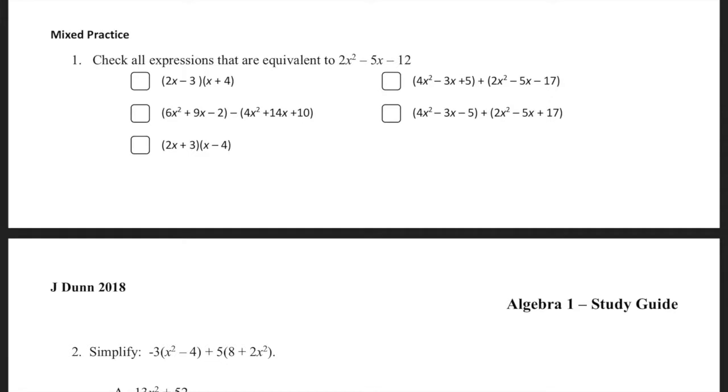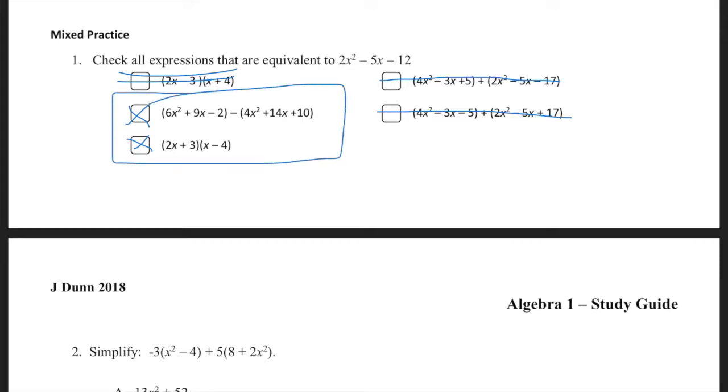This one would be 2x squared plus 5x minus 12. It would be plus 5x, so it's not this one. This would be 2x squared minus 5x minus 12. This one is good. This one would be 2x squared minus 5x minus 12. This one's good. This one would be 6x squared, so no good there. This one would also be 6x squared, so no good there. It's just these two. Okay?